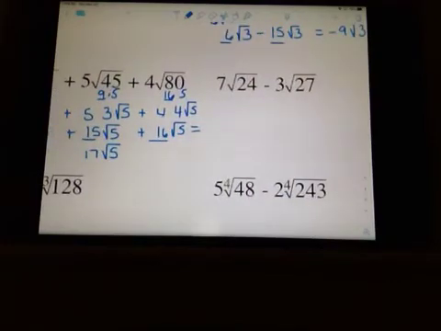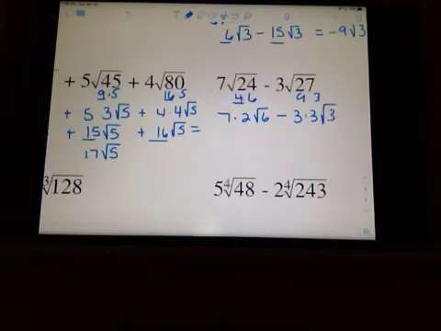24 is going to go to 4 times 6. 27 is going to go to 9 times 3. So 7 times the square root of 4 is 2, square root of 6 we don't know, minus 3, square root of 9 is 3, square root of 3 we don't know. So I have 14 square root 6 minus 9 square root 3. I have those radicals as simple as they will go, and I can't get them any simpler. And they're not alike, which means that I can't go any further. I can't add those together because one is a square root of 6 and one of them is a square root of 3. So that is my final answer, 14 square root 6 minus 9 square root 3.